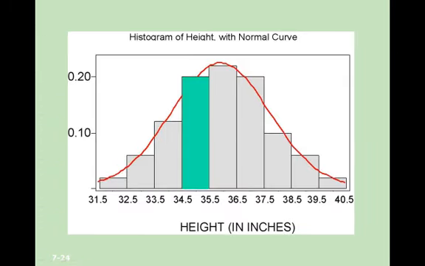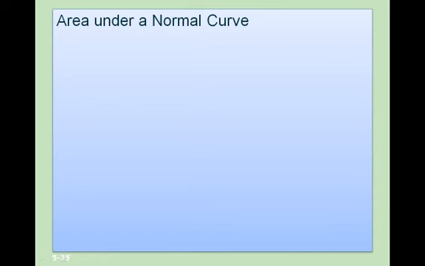And notice here we're going to highlight the bar that's between 34.5 and 35.5. Notice that the area of this shaded region is very close to the area under the normal curve for the same region. So what that allows us to do is to be able to use the area under the normal curve to approximate the proportion of 52-year-old males with heights between 34.5 and 35.5 inches. So let's look at the area under our normal curve then.